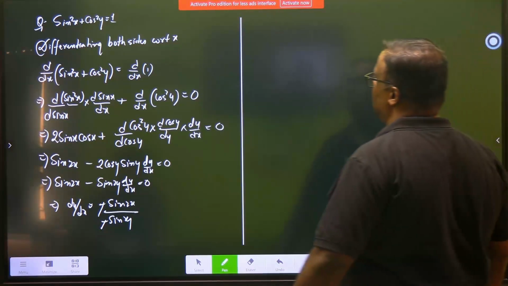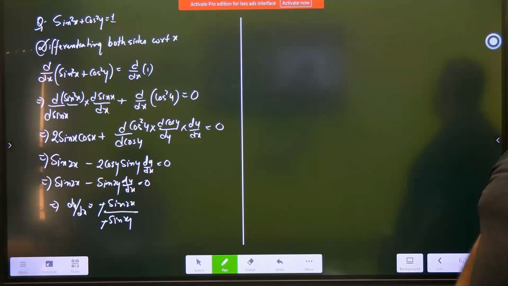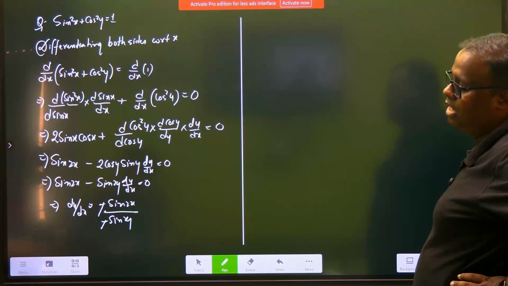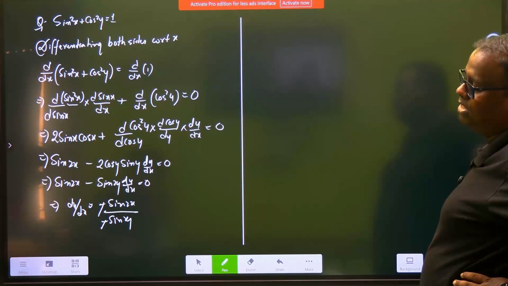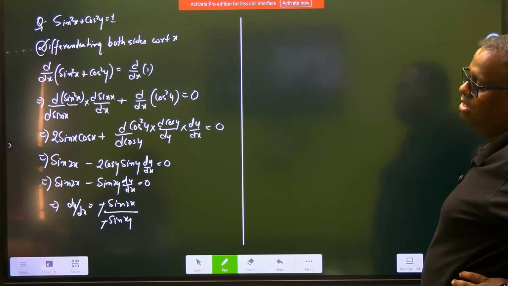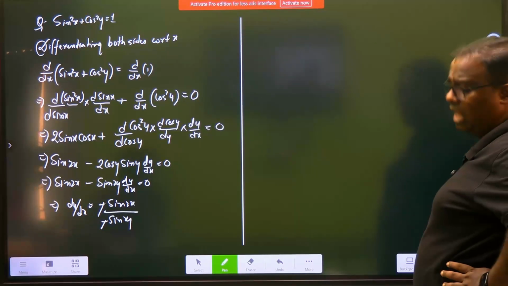So let's keep your formula sheet ready with you. d/dx of sine inverse x is 1 by root over 1 minus x square. Cos inverse x is minus 1 by root under 1 minus x square. Tan inverse x is 1 by 1 plus x square. Cot inverse x is minus 1 by 1 plus x square. And sec inverse x has 1 by mod x root over x square minus 1. Okay, so let's take one problem.